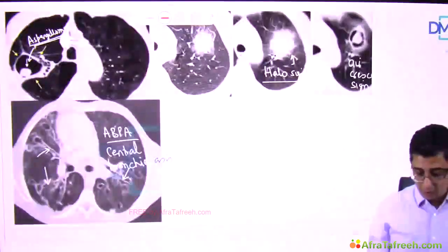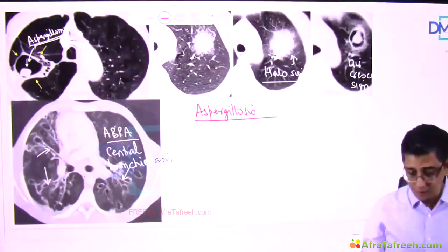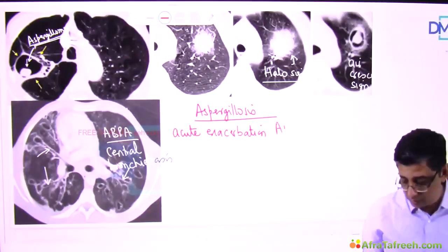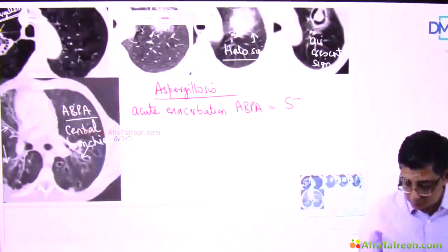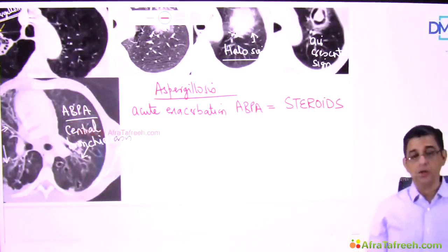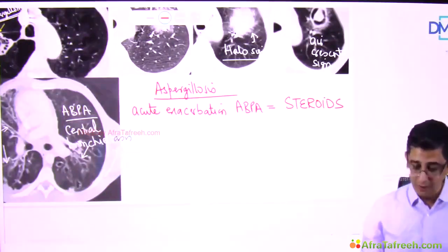And when it comes to the treatment of aspergillosis, because I said multiple things, I'll just put them in a single spot. If the question simply says the patient is having an acute exacerbation of ABPA, that is allergic bronchopulmonary aspergillosis, and asks what is the drug for management of it, then the answer would be steroids. Yes, it looks surprising, but true. They give steroids in acute exacerbation because this is a hypersensitivity reaction to the fungus.